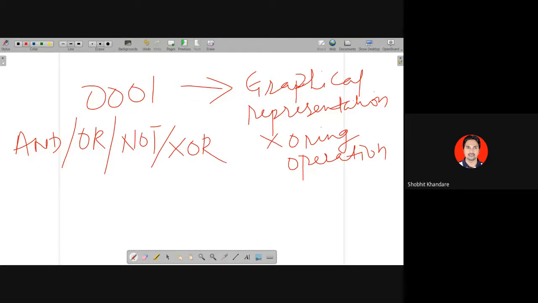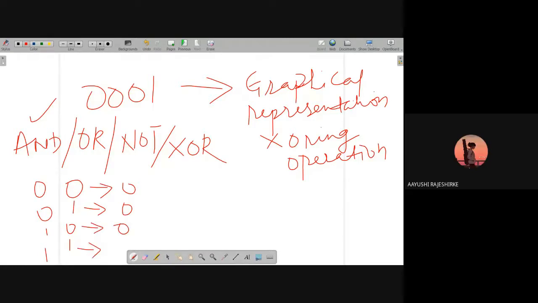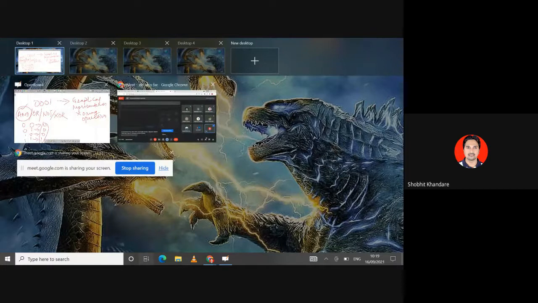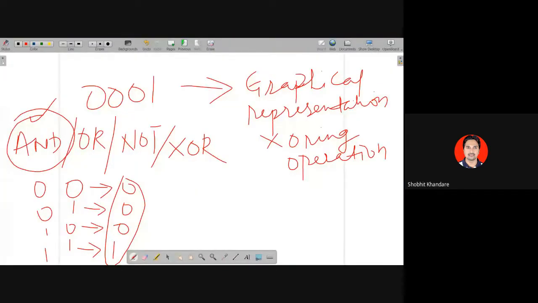Now let me give an example of AND. If I have a 2-bit AND operation, the inputs are 0 0, 0 1, 1 0, and 1 1. Tell me, 0 and 0 gives you what? 0. 0 and 1 gives you? 0. 1 and 0 gives you? 0. And 1 and 1 gives you? 1. So what operation are we actually carrying out here? AND means what?